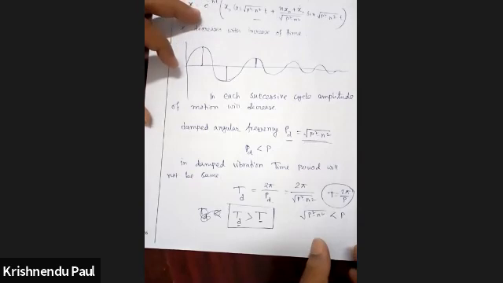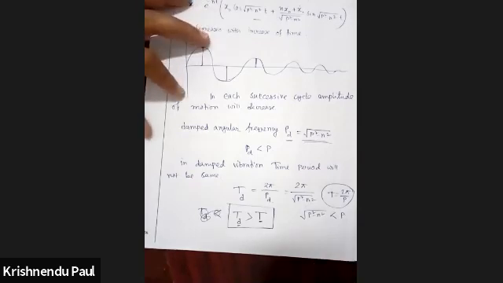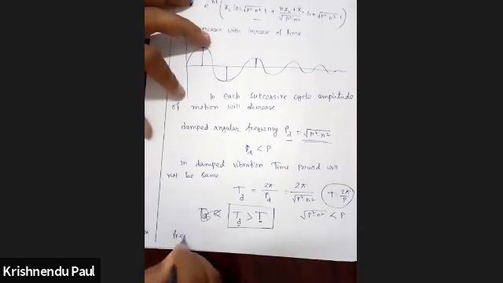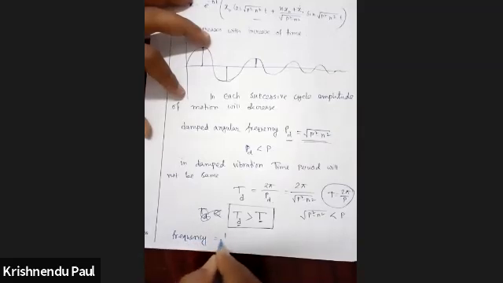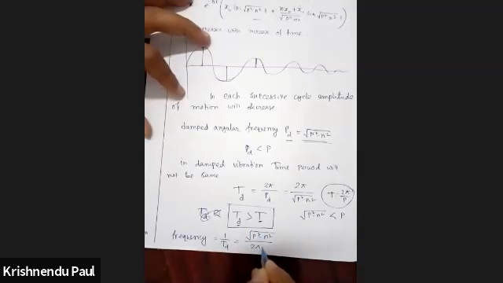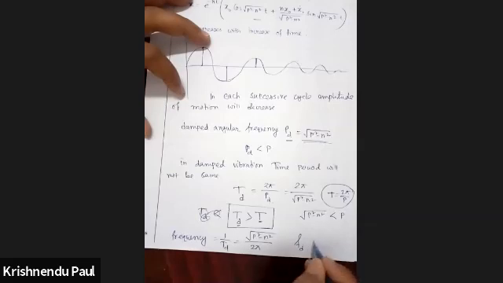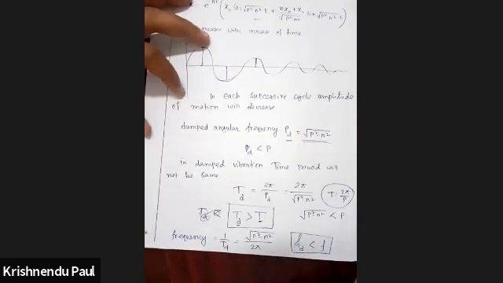You can then find the normal frequency, which is equal to 1 by TD, or root under p square minus n square by 2 pi. So this frequency FD is less than F.